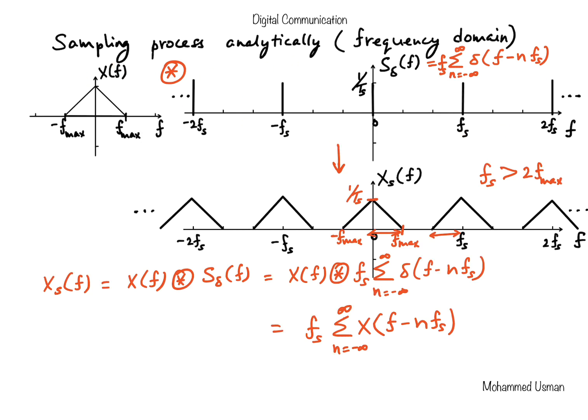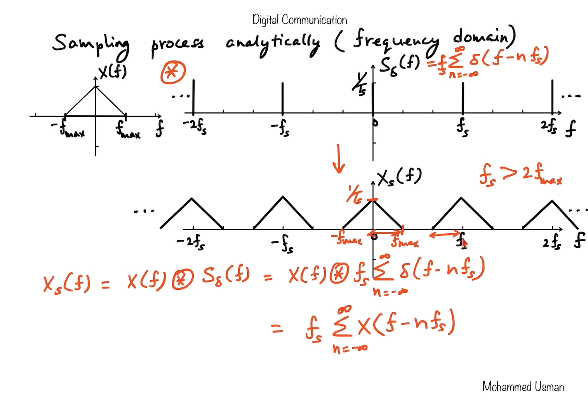So when we convolve this, we get the spectrum of the sample signal, which we see here. The spectrum of the sample signal that has been shown here corresponds to the case where the sampling frequency fs is greater than the Nyquist rate 2f max, right?